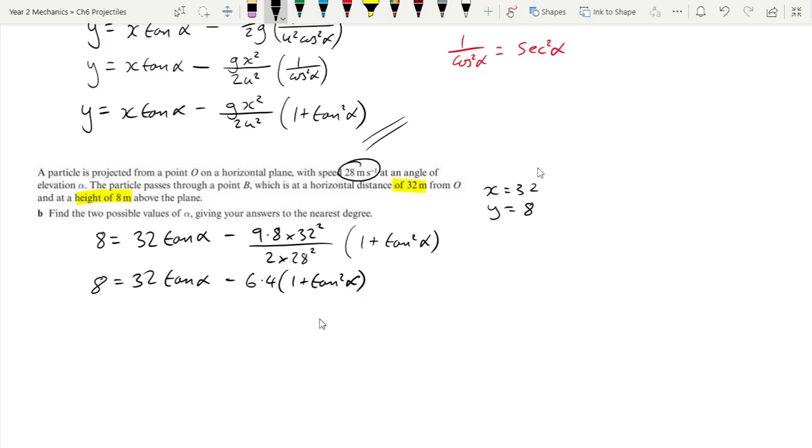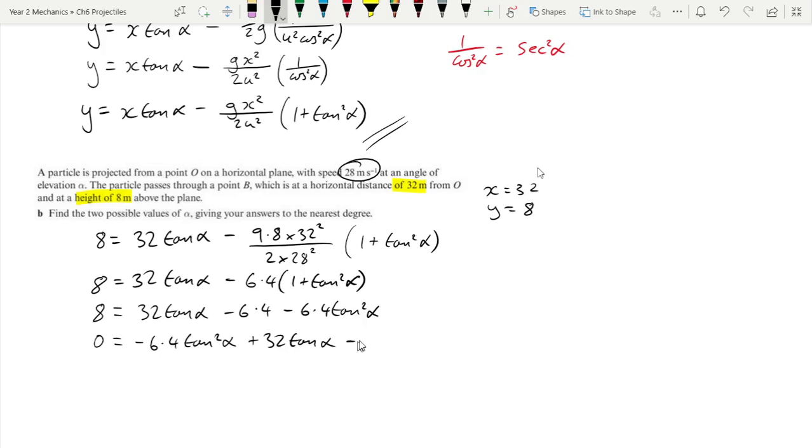So I've now basically got a quadratic in terms of tan alpha. So if I simplify this a little bit, I have 8 equals 32 tan alpha minus 6.4 and minus 6.4 tan squared alpha. And then I could obviously subtract 8 from both sides. So I've got minus 6.4 tan squared alpha plus 32 tan alpha, and then minus 6.4 minus 8, so minus 14.4. So I've got a quadratic. I can then solve that quadratic. I'll just use my calculator to do that.